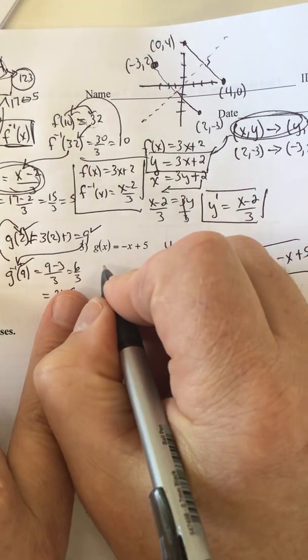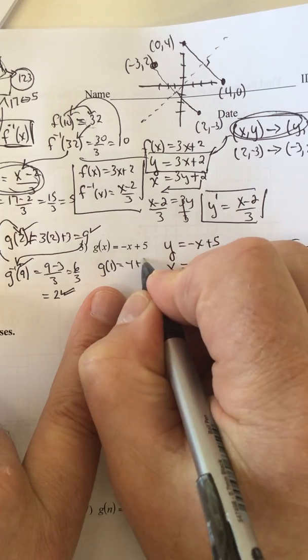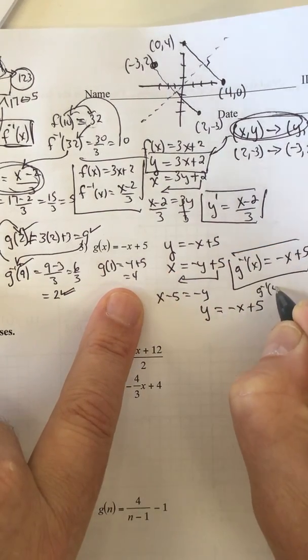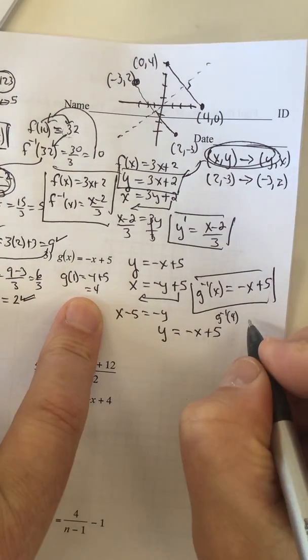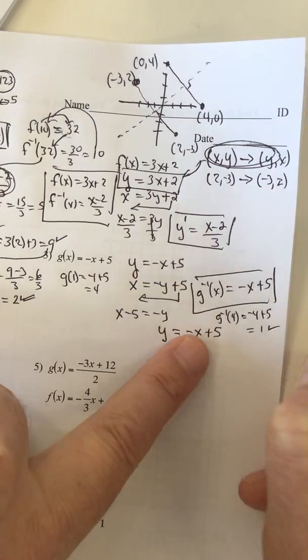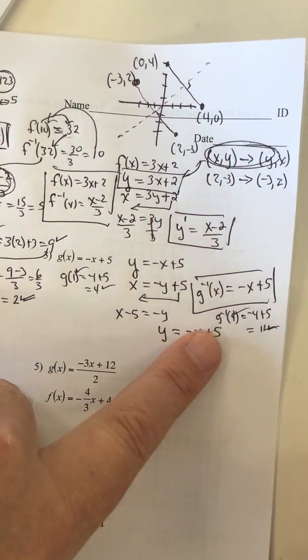And again, we can test anything. What if I pick g of 1? Okay, that's negative 1 plus 5, so that's 4. That means if I do g inverse of 4, I should get back 1. Well, that's negative 4 plus 5. Sure enough, it's 1. So I plugged in 1, got 4. Plugged in 4, got 1.